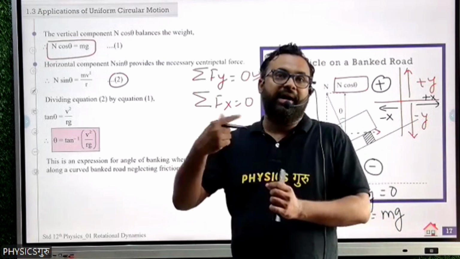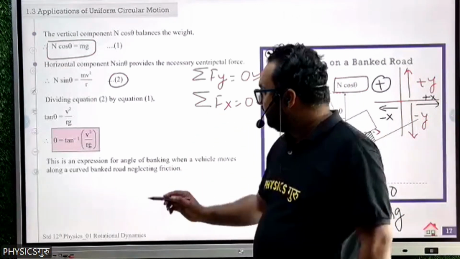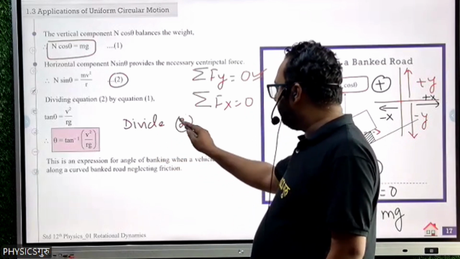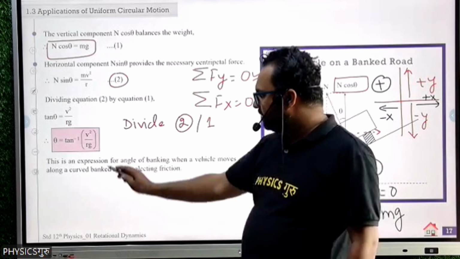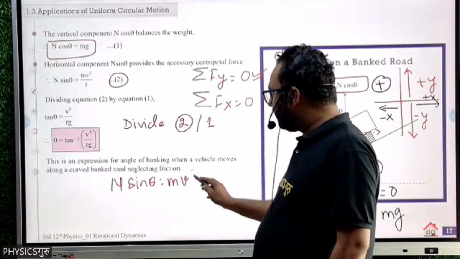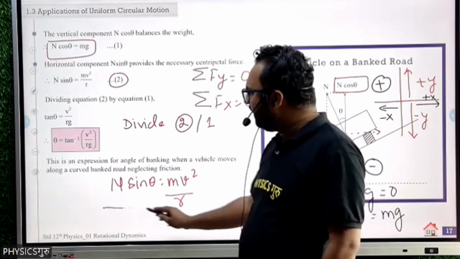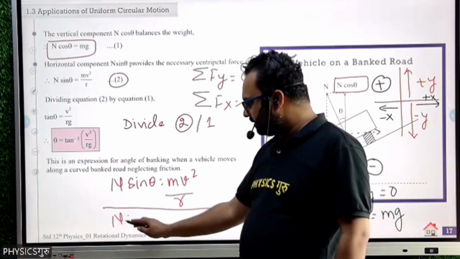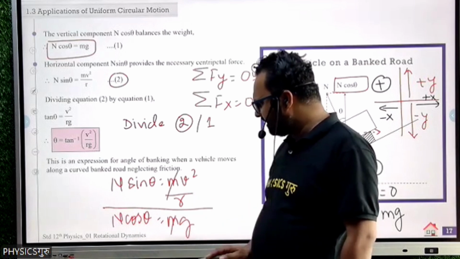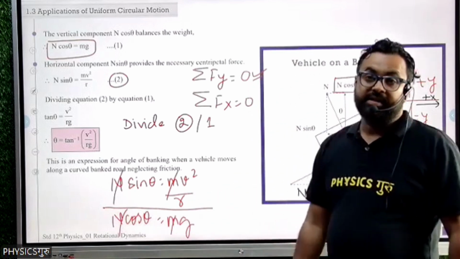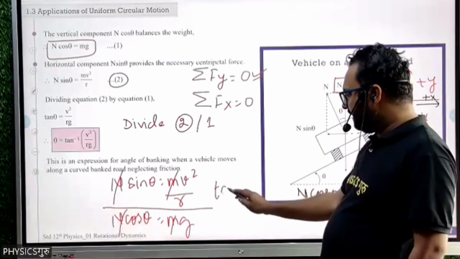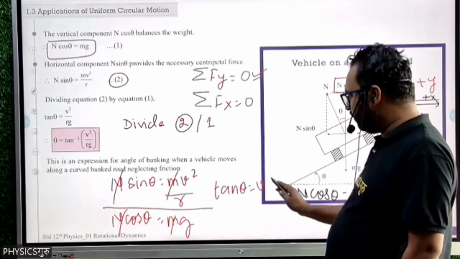Now we divide equation 2 by equation 1. So what is equation 2? N sin theta is equal to mv square over r, divided by N cos theta, which is equal to mg, mass into gravity. Mass will get cancelled out. Sin theta over cos theta is basically tan theta. So tan theta is equal to v square over rg.